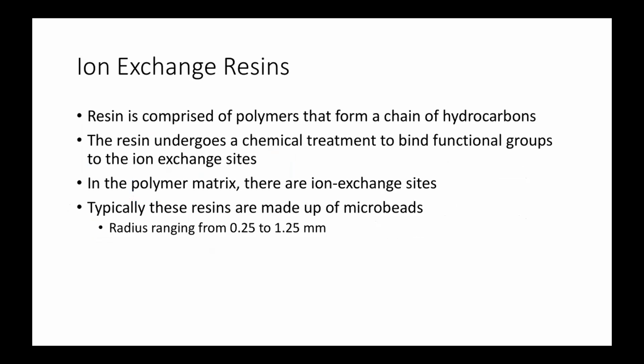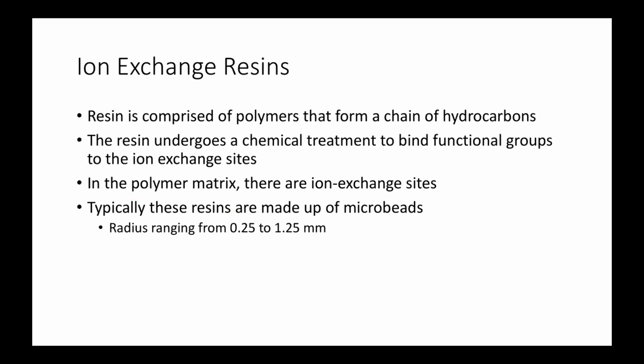So the resin is a really, really important part of ion exchange chromatography, and this is what basically constitutes the stationary phase. The resin is the physical medium that facilitates the ion exchange reaction, and it's comprised of polymers that form a chain of hydrocarbons. The resin that you choose undergoes a chemical treatment that inserts functional groups into that resin. Those functional groups provide the charge that can attract oppositely charged ions that pass through in the mobile phase.